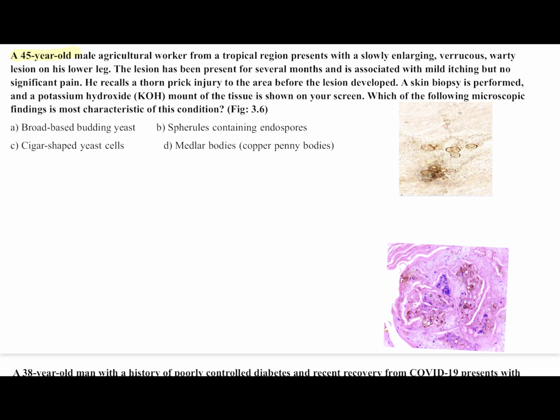Next is a 45-year-old male agricultural worker from a tropical region, presenting with a slowly enlarging verrucous warty lesion on his lower leg. The lesion has been present for several months and is associated with mild itching but no significant pain. He recalls a thorn prick injury to the area before the lesion developed. A skin biopsy was performed and a KOH mount is given. So this image was given and the question asks which microscopic finding is most characteristic.